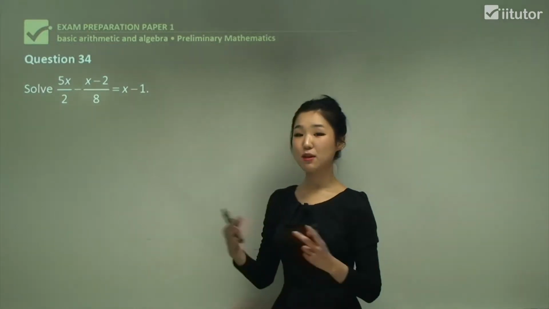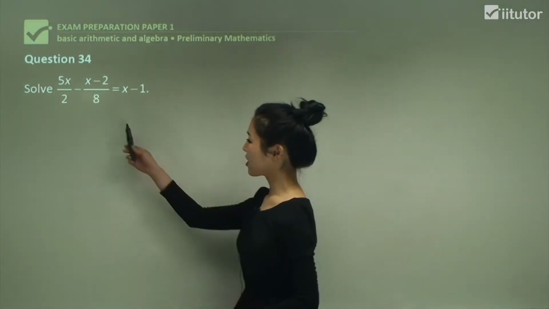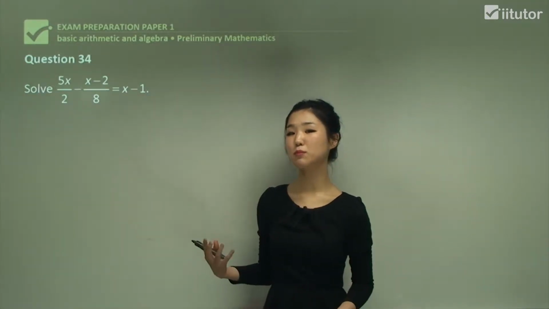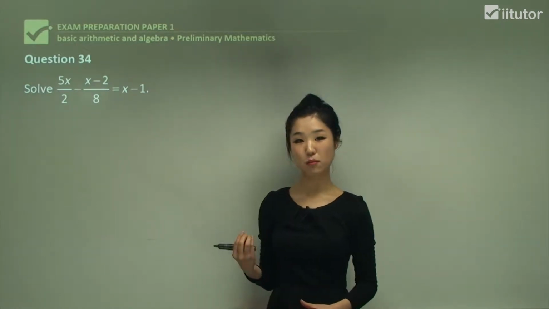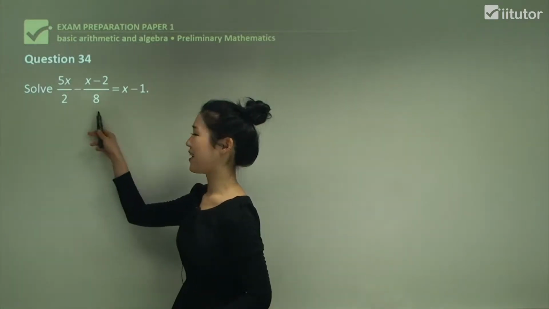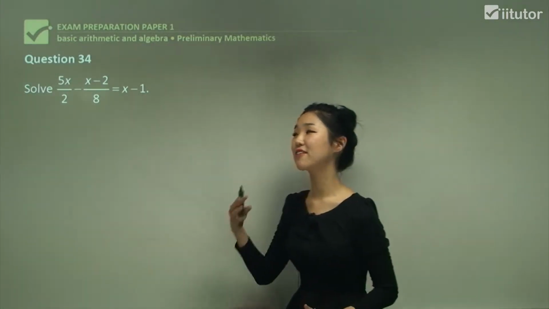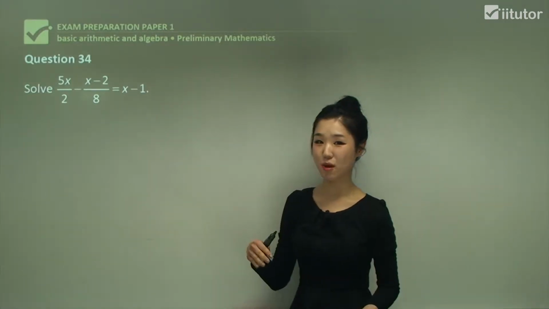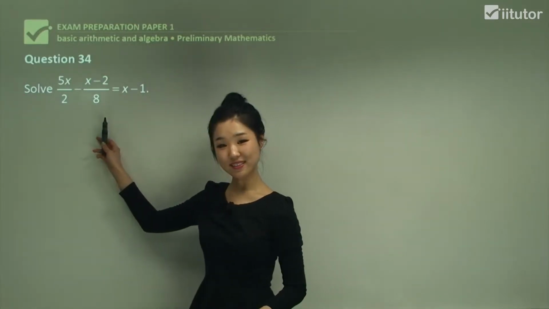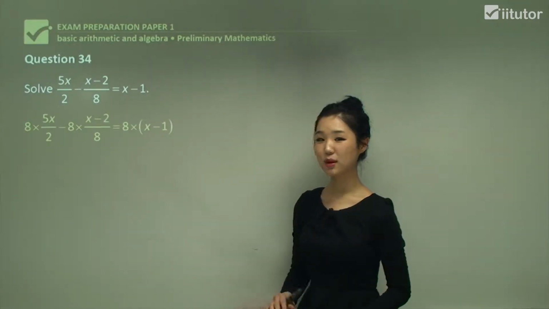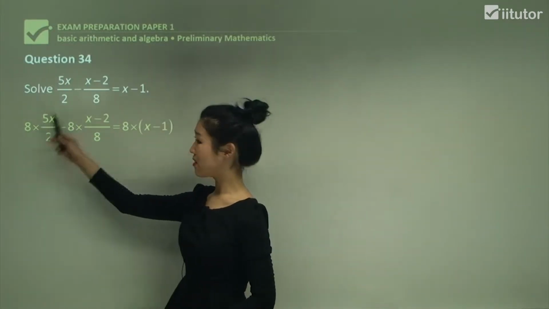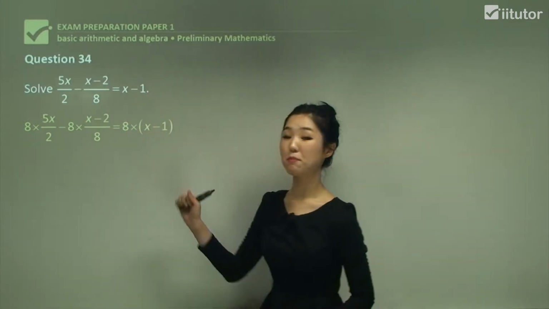Now to do that, I like to eliminate the denominators, so have a look at the denominators I have. I have 2 and 8. To eliminate those, I simply multiply out everything by the highest common multiple of 2 and 8. Not highest common factor, highest common multiple, so I can eliminate the denominators when I multiply by it. So what is the highest common multiple of 2 and 8? Should be 8. So I'm going to multiply every single term by 8. So I multiply 5x on 2 by 8, this one by 8, and this whole side by 8 as well.